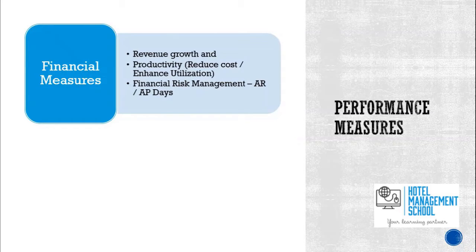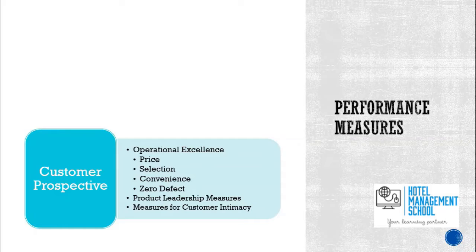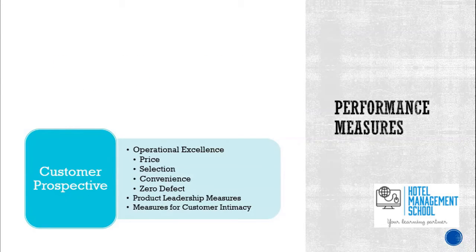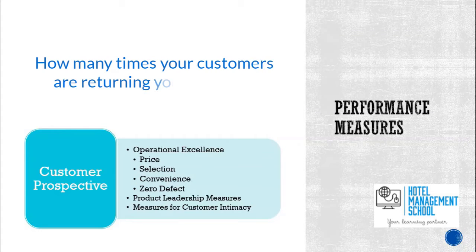Okay. And then for the customer, you have operational excellence, meaning the lowest price. How are you going to give the best price to your customer? How much selection are you giving? How much convenience are you giving? Convenience means how fast the service is, right? How much time do you take to deliver the product, and how many defects does the customer accept? How much is the return ratio? How many times is your customer returning your product?